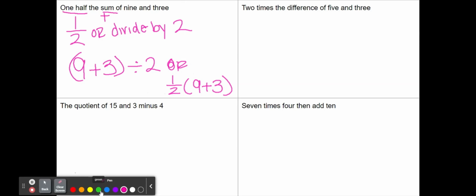Now the next one. We have 2 times the difference of 5 and 3. Again, we have 2 operations going on in this same sentence or statement or expression.